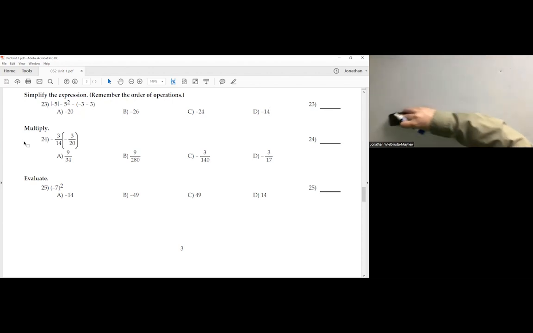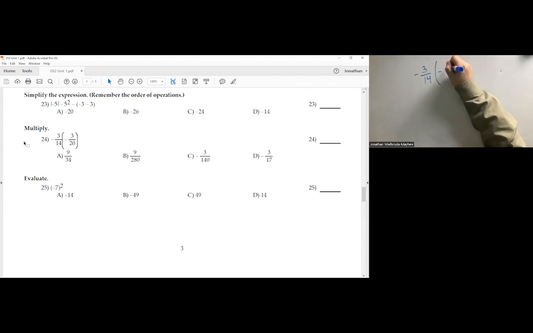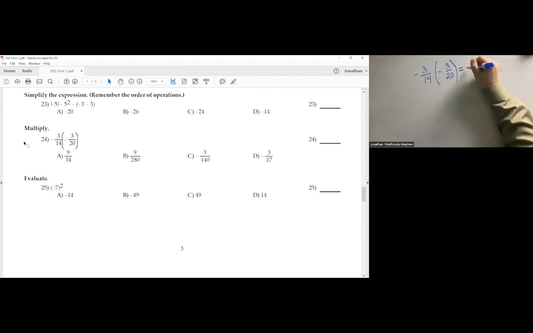Number 24. Fractions are important. Negative 3/14 right up against, in parentheses, negative 3/20. A number right up against parentheses means multiplication. So nothing cancels in the fractions. We'll go straight across the top, straight across the bottom. And since this is negative times negative, our answer is positive.